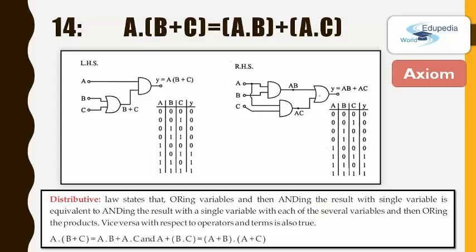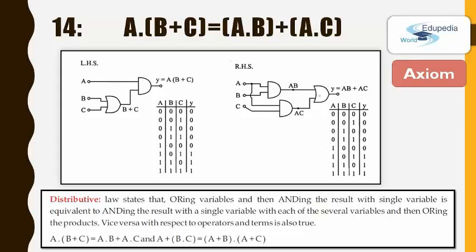But in the right hand side there are two AND gates to handle A dot B and A dot C separately, and both of these outputs are input into an OR gate to make A dot B plus A dot C. Even though the logic circuits are totally different from each other, the truth tables are the same. You can see it gives the same output. Now this distributive law states that ORing the variables and then ANDing the result with a single variable, that means the left hand side, is equivalent to ANDing the single variable with each of the several variables and then ORing the products, that means the right hand side.